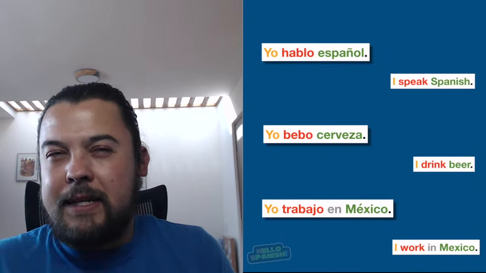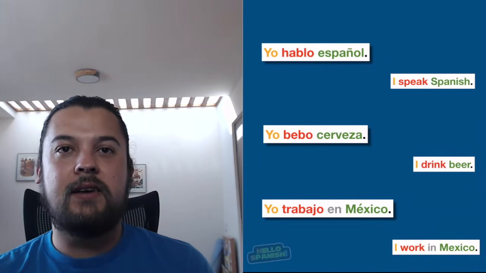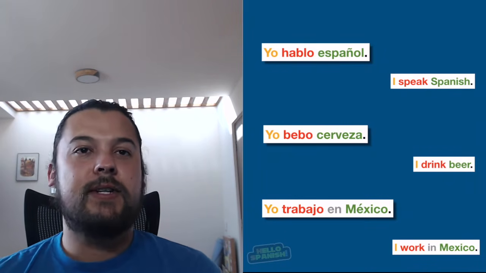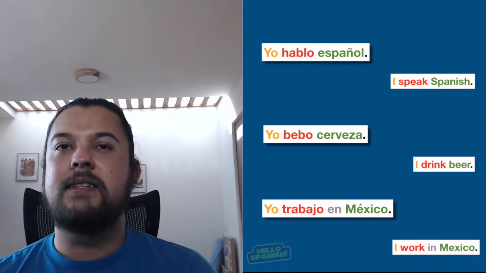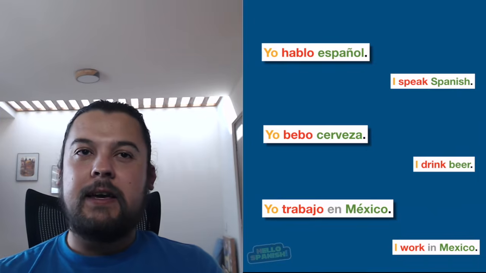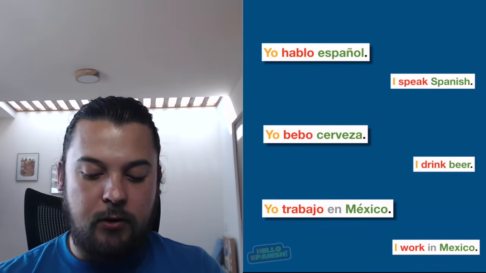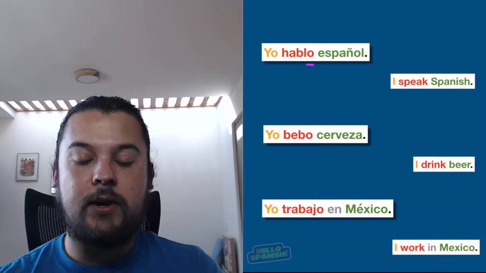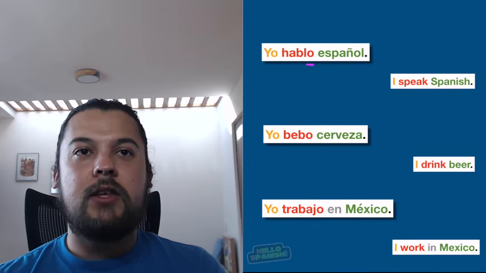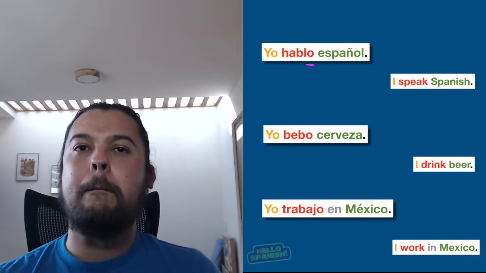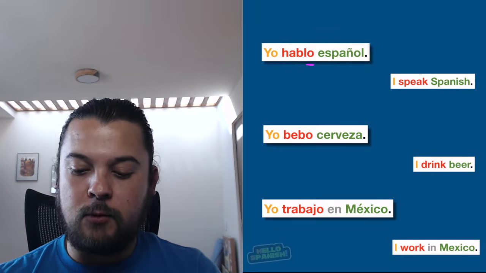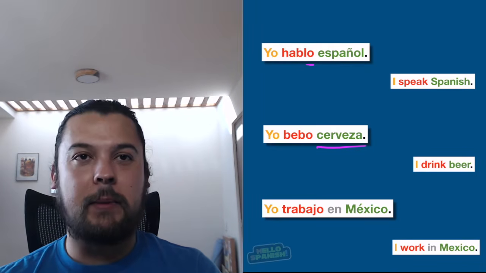Now let's see some sentences so you can see a little bit more of the present tense. Yo hablo español. I speak Spanish. Now, in this one, we're only using the yo form. So that's why you have an O. Next one. Yo bebo cerveza. I drink beer. Really important word to know in Mexico, cerveza.